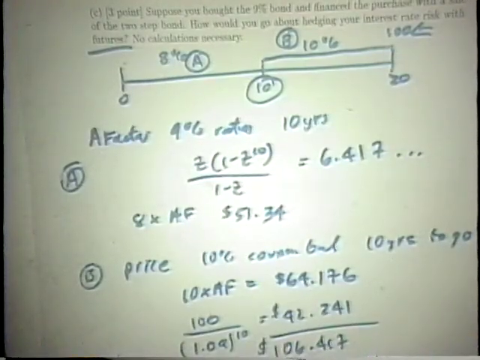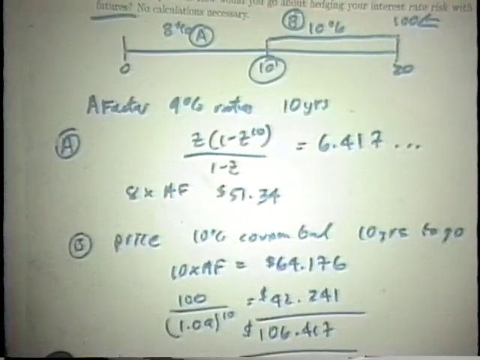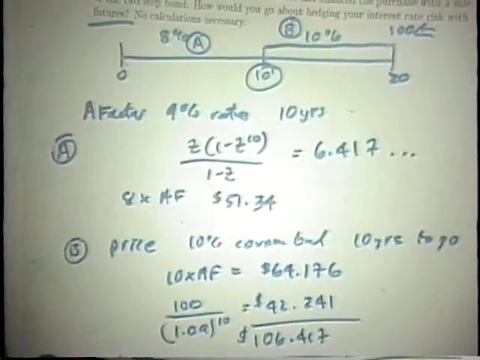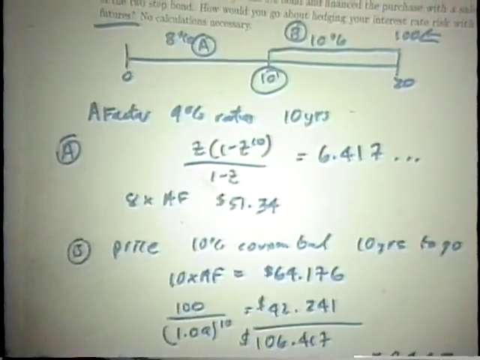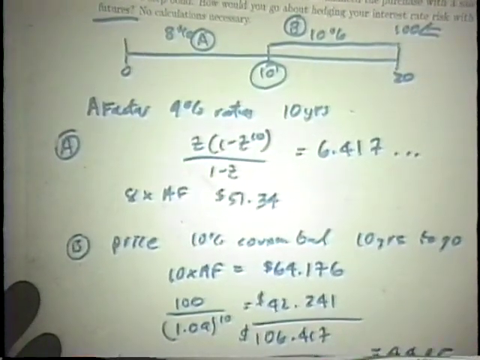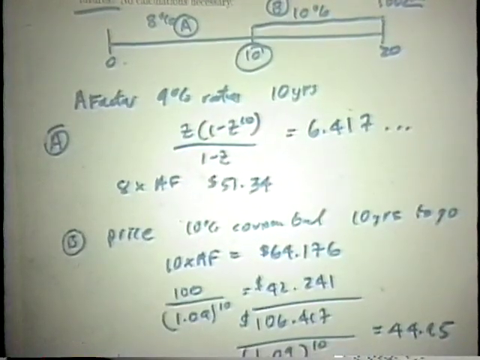So we can do it by pieces, like you're suggesting. So I could just take the $100 at the end, put it back 20 periods, or we could just bring the whole bond back. So take the 106, then divide that by 1.09 to the power of 10. And that equals 44.95. And then add A plus B, and that equals 96.29.